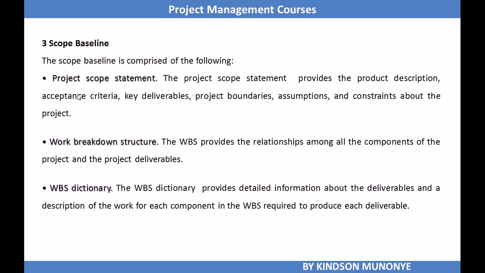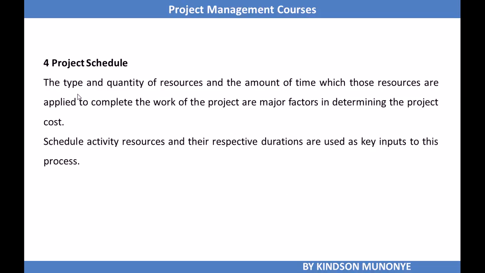We need a project scope baseline. It is a very familiar one, made up of the project scope statement, the work breakdown structure, and the WBS dictionary. This is necessary to help us see the breakdown of the activities for which we are going to estimate the costs. The project schedule specifies the type and quantity of resources and the amount of time for which those resources will be applied to complete the project work.